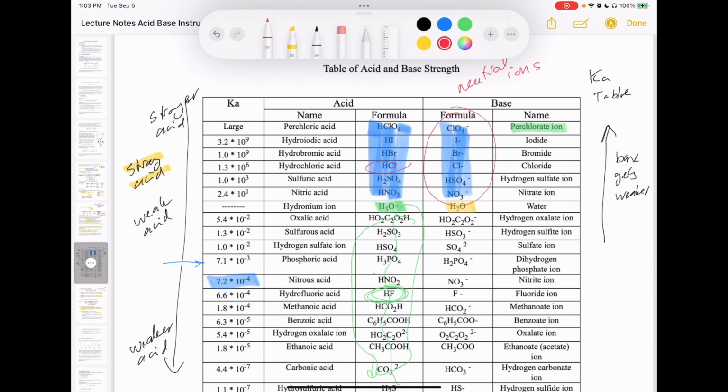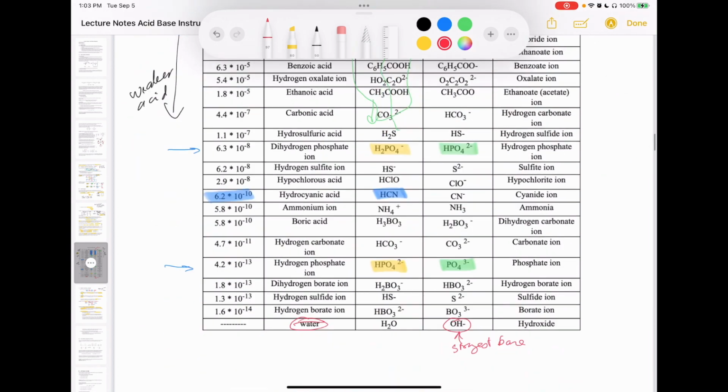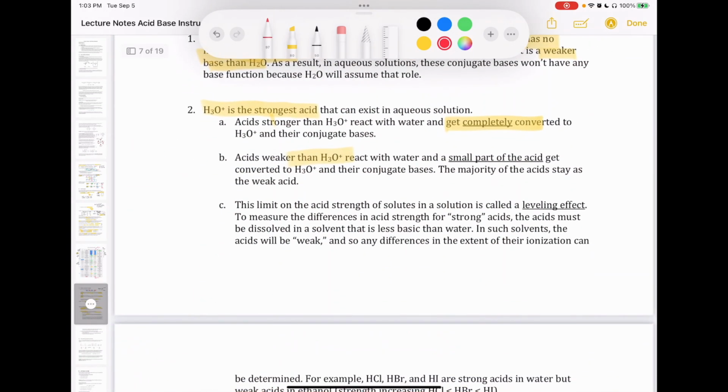HCl, on the other hand, will not. It will break apart and become H3O+ and Cl-. That's something that's really important to understand. Strong acids completely break apart, weak acids stay together. This concept about the fact that an acid can't get any stronger than H3O+ is what we call a leveling effect. It just means that as soon as anybody stronger comes in, it's going to get leveled down to the strength of H3O+.